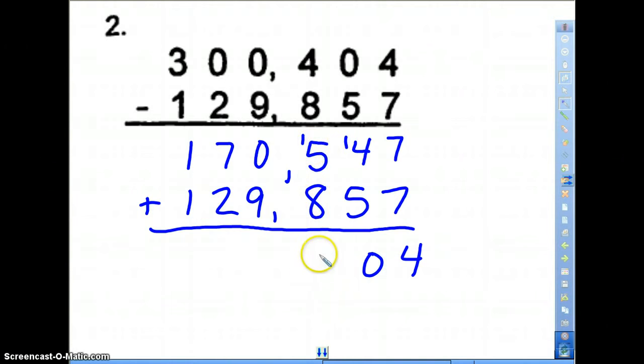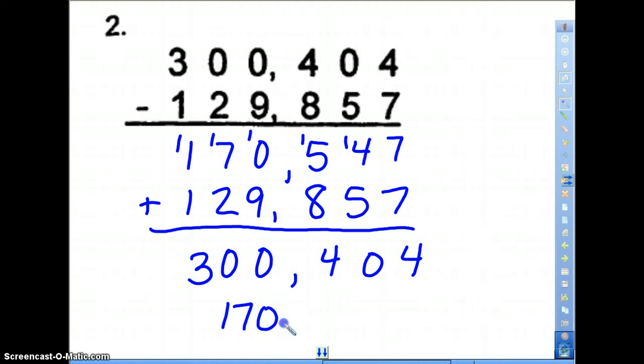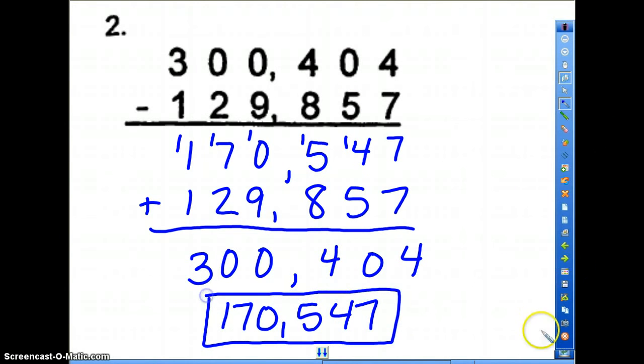Okay? Let's see what happens here. Let's see, that's 14. That's going to be 10. That's also going to be 10. Did I get back to my original? Yes, I did. So I know that 170,547 is my answer. There's a lot of numbers happening here. Please highlight, circle, or box your answer. Okay?